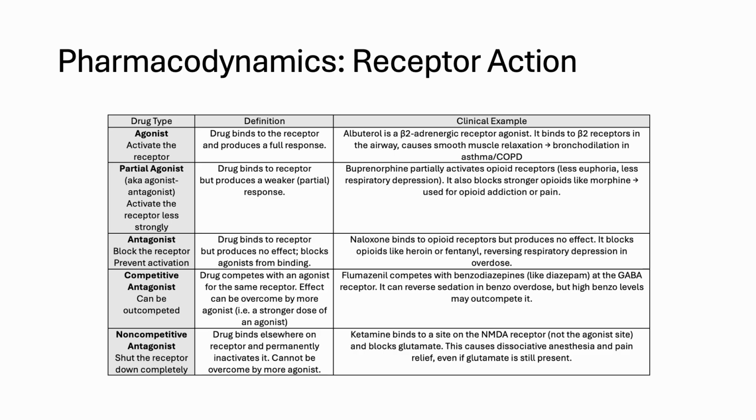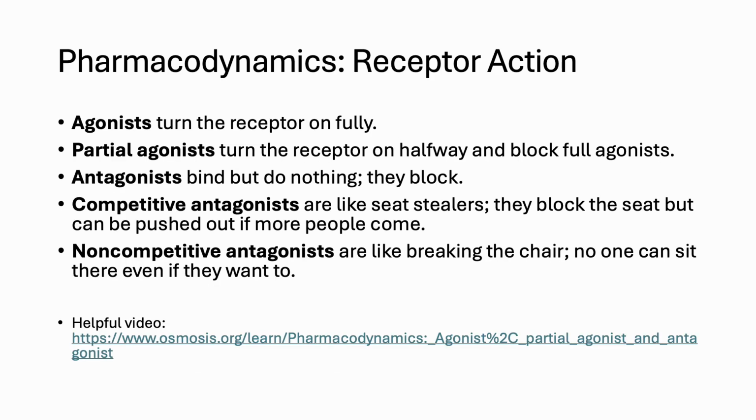Non-competitive antagonist, it's just completely shut down. It can't be overcome by more agonist. So ketamine binds to the NMDA receptor and blocks something called glutamate. And so it completely blocks glutamate. It doesn't let glutamate attach. No matter how much glutamate is present, it's not going to be outcompeted. So it can't be overcome, unlike a competitive antagonist.